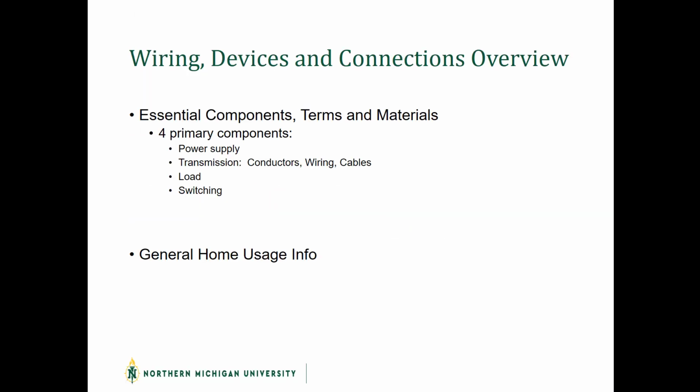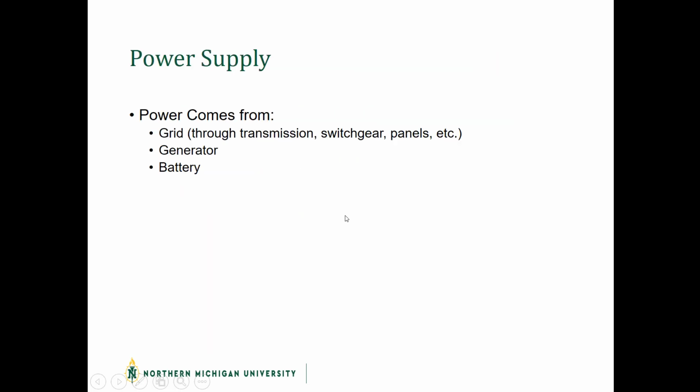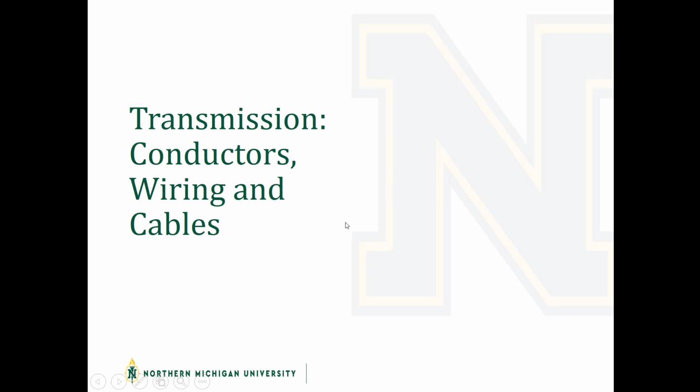So what we are talking about are the four primary components. We have power supply, which we've already really talked about, transmission, which would be most of this PowerPoint, what different load options are, and how switching control works, and then a little bit of the general home usage information at the end. Power supply, we already talked about that, that's just generation and how that works. So we're going to get into transmission right away.